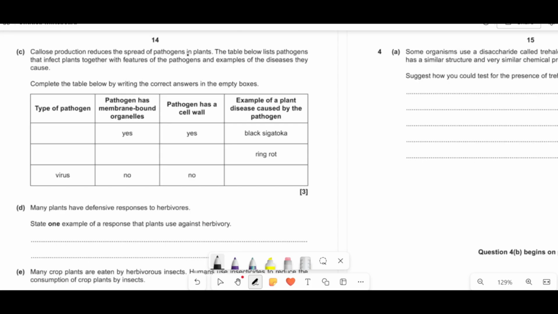So callose production reduces the spread of pathogens in plants. The table below lists pathogens that infect plants together with the features of the pathogens and examples of the diseases they cause. Complete the table by writing the correct answer in the empty boxes. So we have pathogens, and one has membrane-bound organelles. It has a cell wall. An example of a disease caused by that is black sigatoka. It can't be a bacterium or prokaryote because it's got membrane-bound organelles.